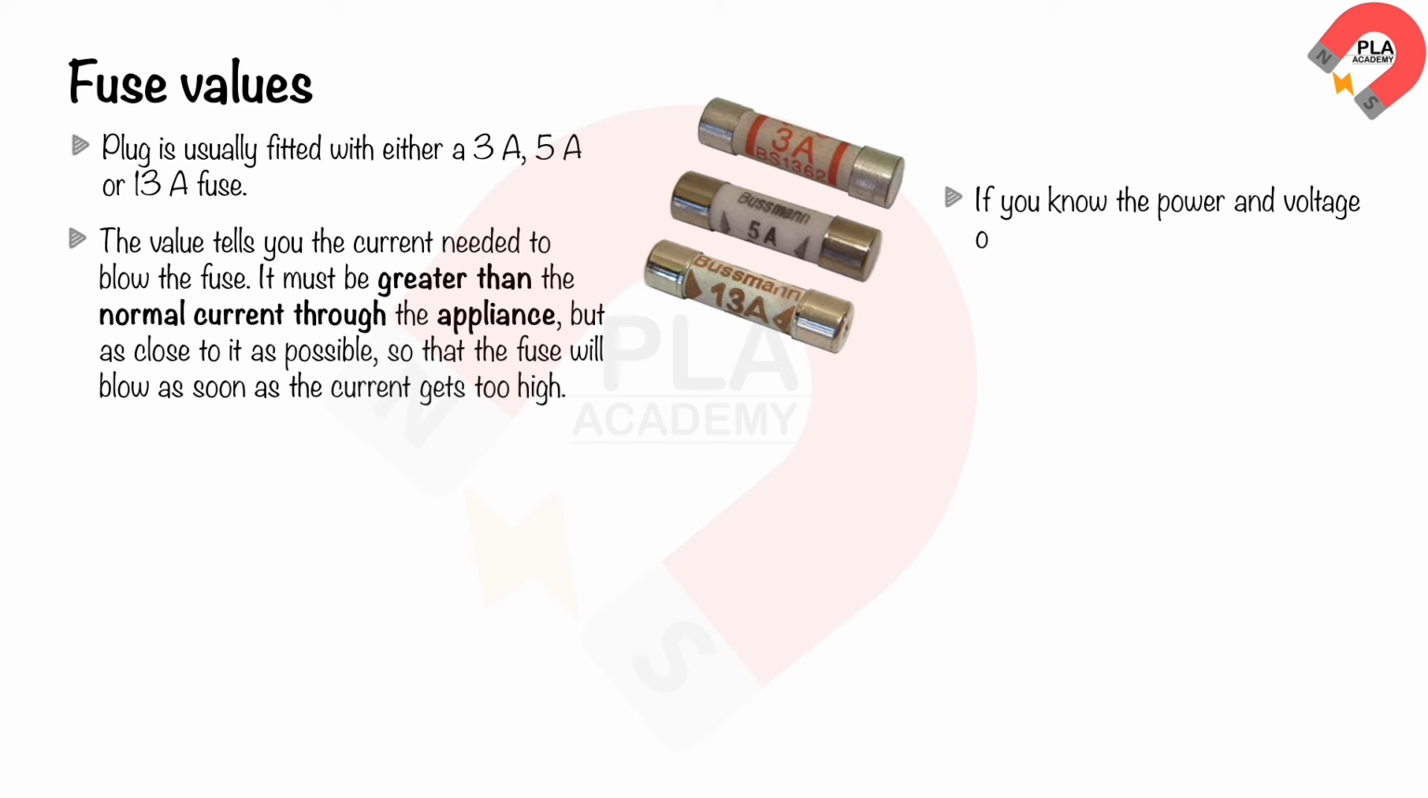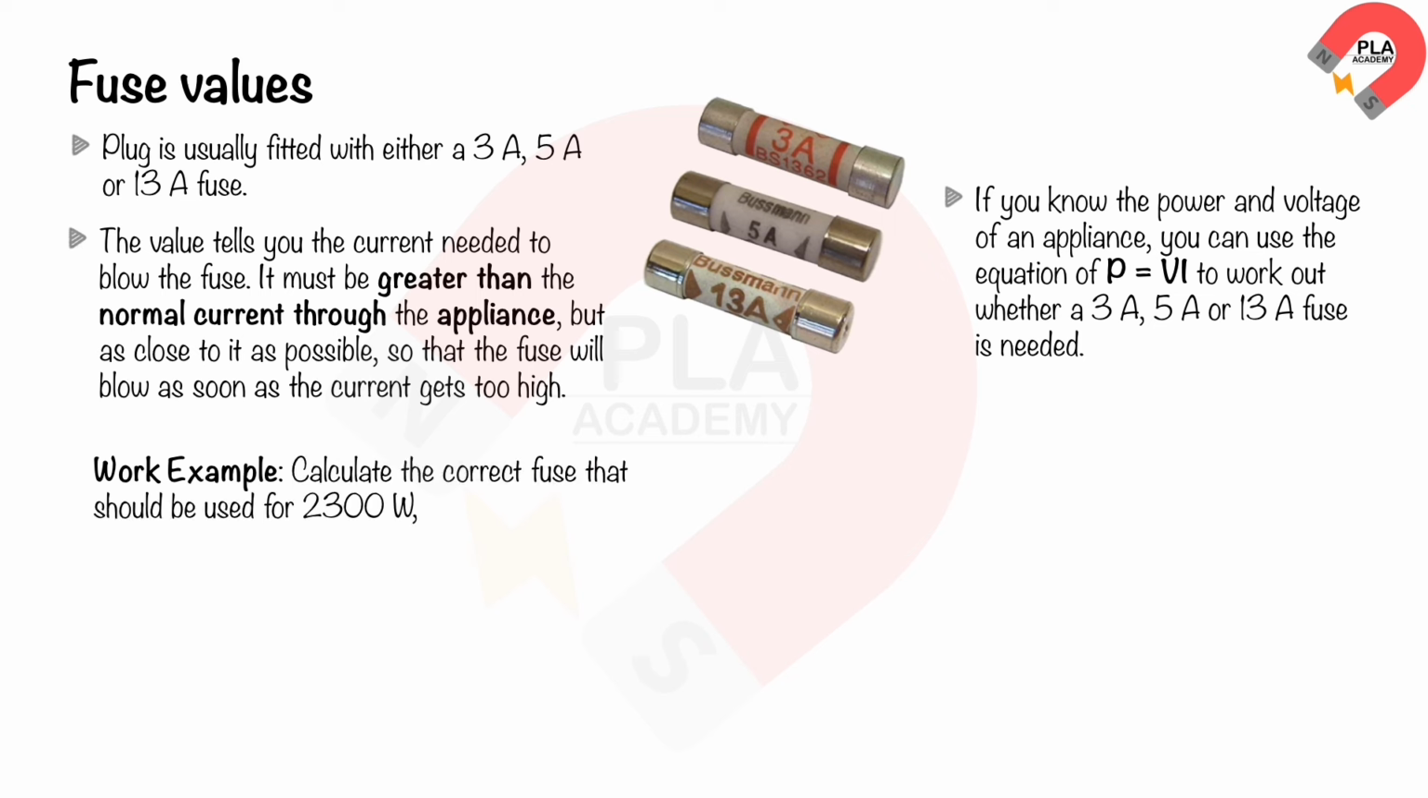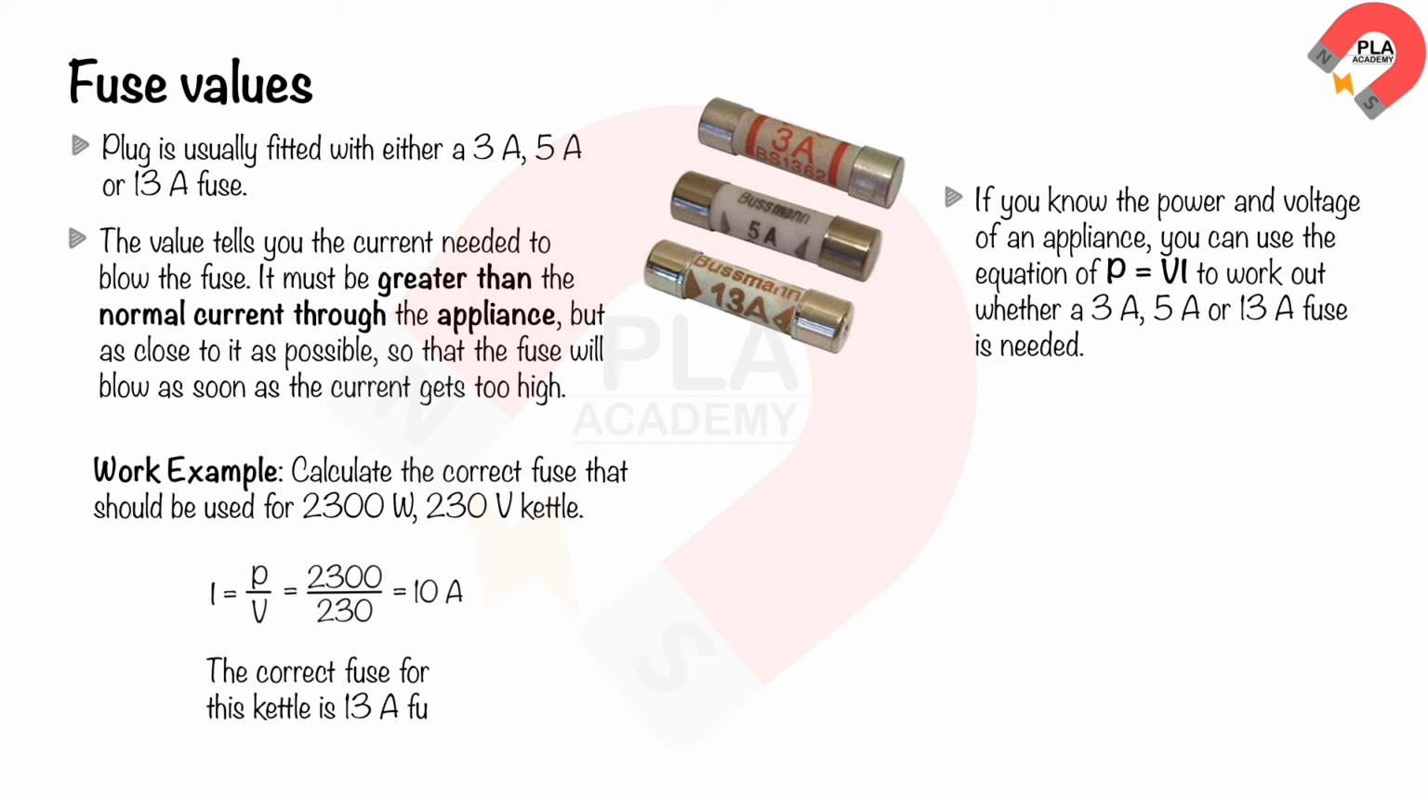If you know the power of an appliance, you can use the equation P = VI to work out whether a 3 amperes, 5 amperes, or 13 amperes fuse is needed. For example, calculate the correct fuse that should be used for a 2300 watts, 230 volts kettle. Current equals power over voltage, equals 2300 over 230, which is equal to 10 amperes. So, the correct fuse for this kettle is 13 amperes.